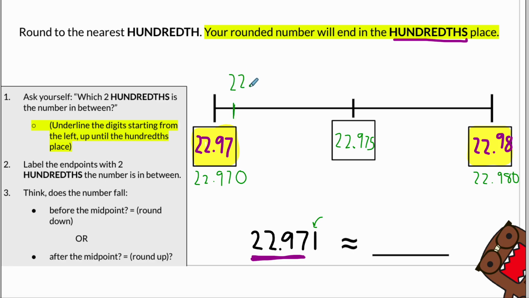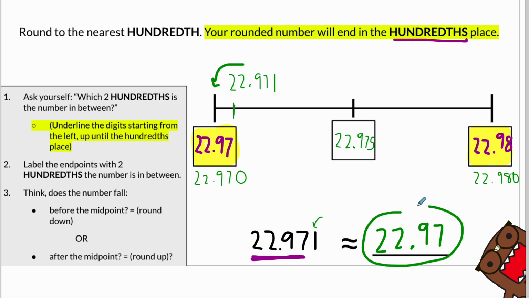22 and 971 thousandths. The highlighted yellow numbers are our only options because those are the numbers into the hundredth place. Those are our endpoints. And we know that 22 and 971 thousandths is closer, much closer, to 22 and 97 hundredths than it is to 22 and 98 hundredths. And again, our rounded number ends in the place that we're being asked to round to.